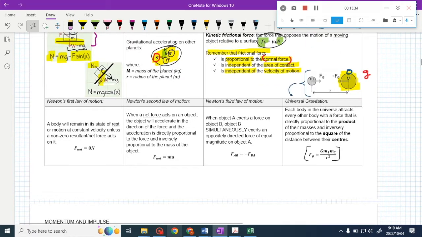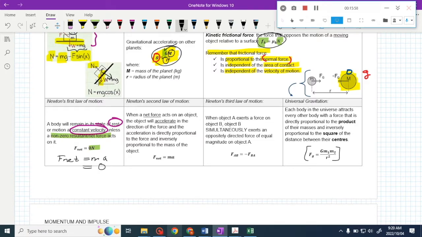Then we have Newton's first law. If ever you have an object that is at rest or constant velocity, you guys must not forget that the net force is going to be 0. But don't start off by just saying F net equals 0. Start off by saying F net is equal to MA and then substitute into it the 0.